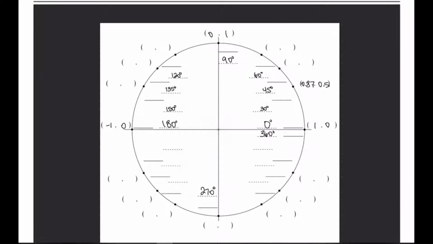Right. So we did this one together, right? So that's this one. So what's my cosine? Which one of these is going to be my cosine? 0.87. Yeah, that's 0.87, right? Because cosine is our x values.